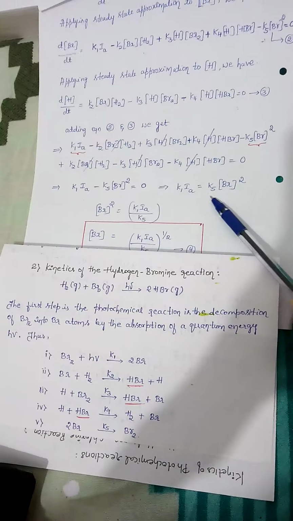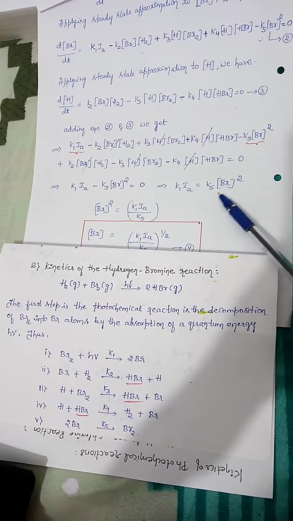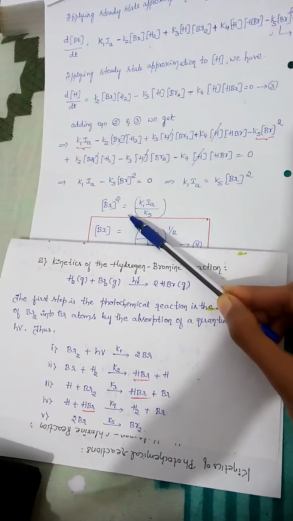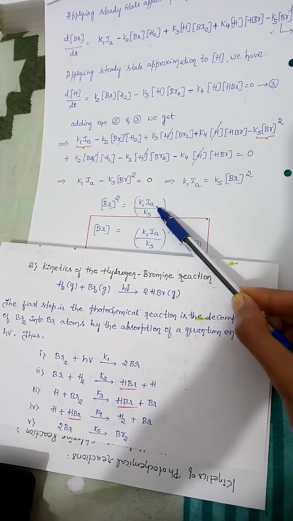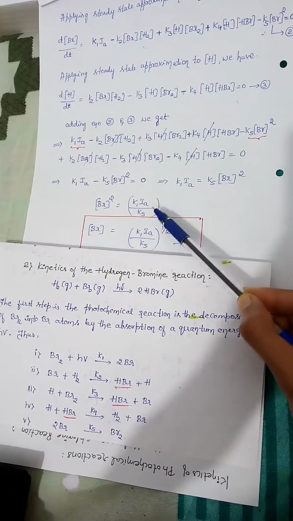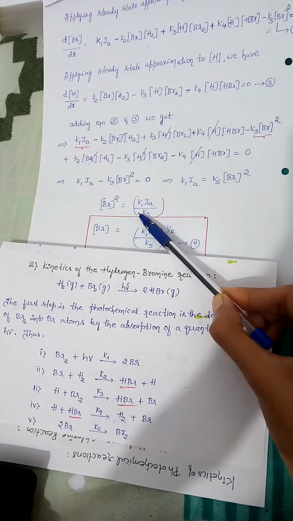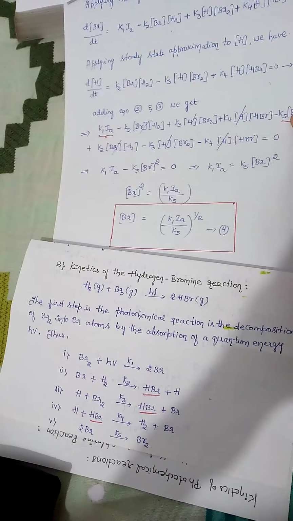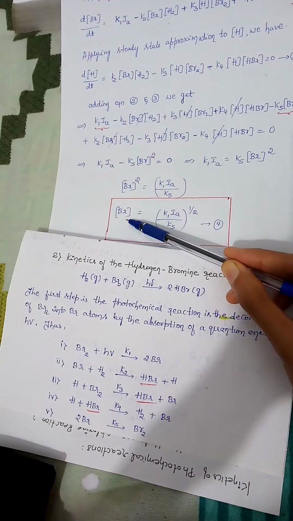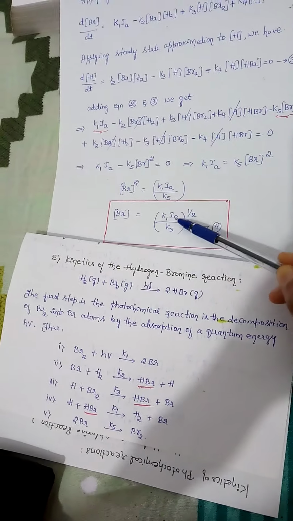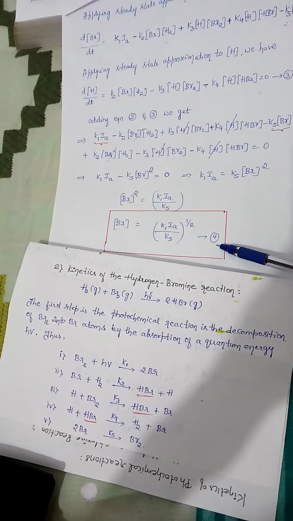Now you have to find out the concentration of Br square. Take the concentration of Br square outside. So concentration of Br square is equal to K1Ia divided by K5. Now you have to find the concentration of Br only, not Br square. Concentration of Br is equal to K1Ia by K5 whole to the power of half. So this is the equation 4.